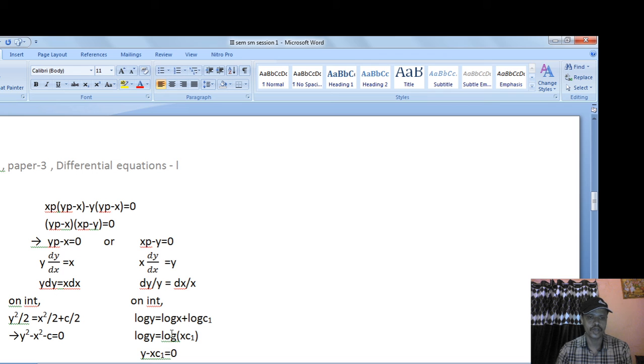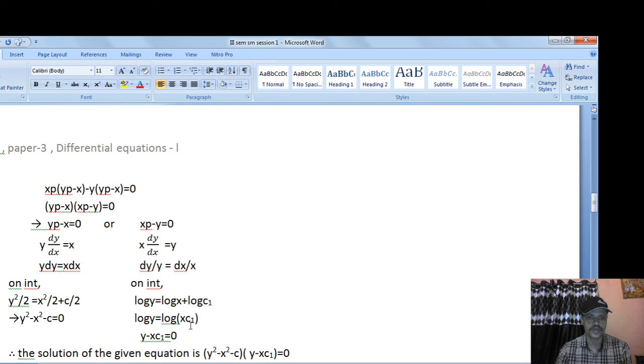Log y is equal to log of x c1, since log m plus log n is log of m into n. On both sides, log gets cancelled. y is equal to x c1. That means y minus x c1 is equal to 0. Therefore, the solution of the given equation is the product of the LHS of these two solutions. Equate this to 0.